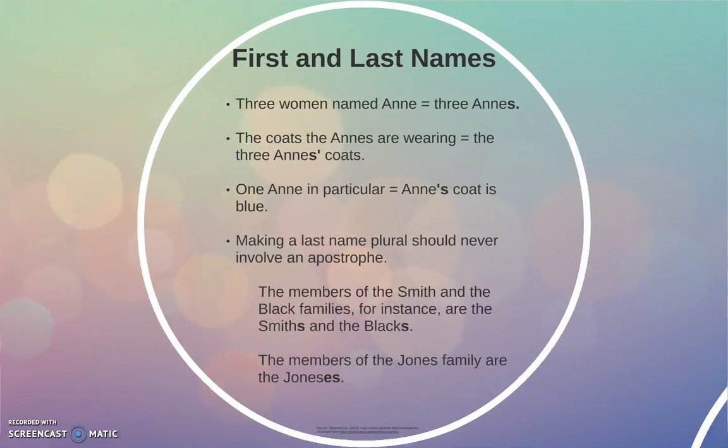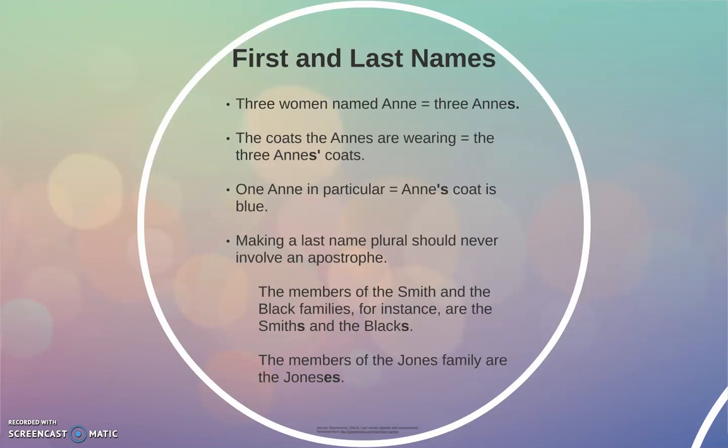First names are proper nouns and they can be made plural and possessive just like other regular nouns. For instance, 3 women named Anne are 3 Annes, and the coats the Annes are wearing are the 3 Annes' coats. If you are talking about one Anne in particular, you could say, Anne's coat is blue.